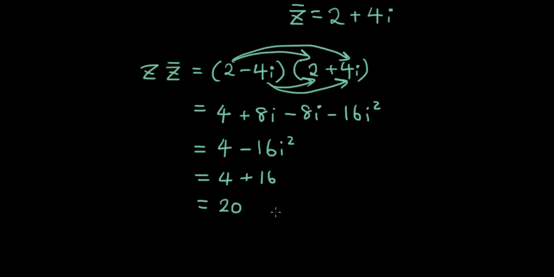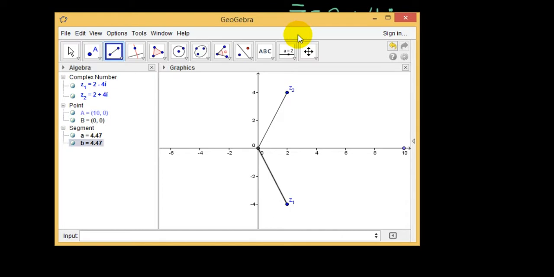So how does this work? Why is it that when we multiply two conjugates together we get a real number? Let's try it out in GeoGebra. So I have drawn the two conjugates in GeoGebra. One is 2 plus 4i, the other one is 2 minus 4i.